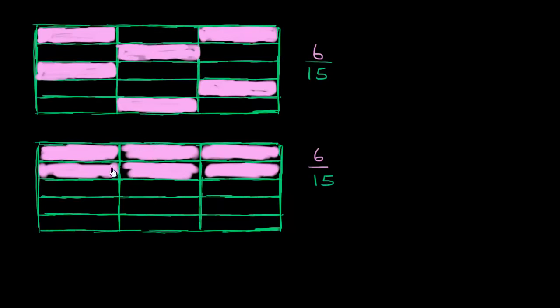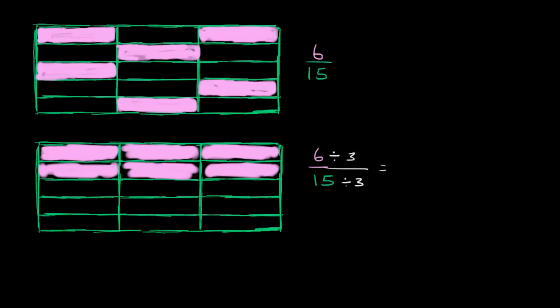But how can I simplify this even more? Well, when you look at it numerically, you see that both 6 and 15 are divisible by 3. In fact, their greatest common factor is 3. So what happens if we divide the numerator and the denominator by 3? If we do the same thing to the numerator and the denominator, we're not going to be changing the value of the fraction. So let's divide the numerator by 3 and divide the denominator by 3.